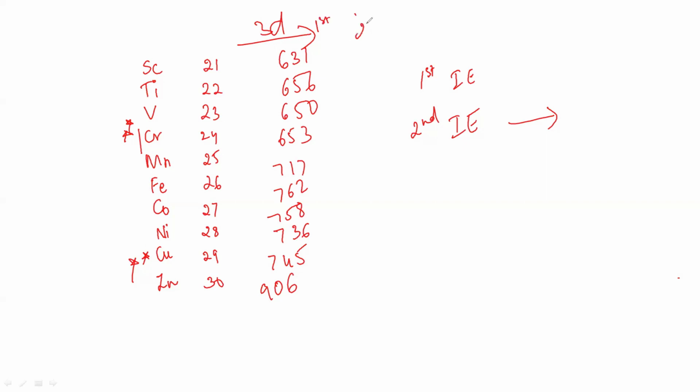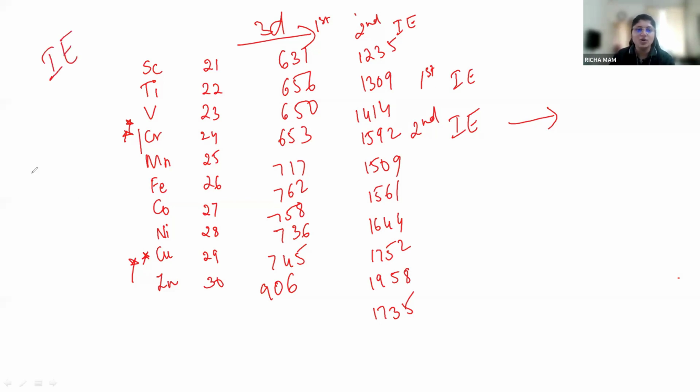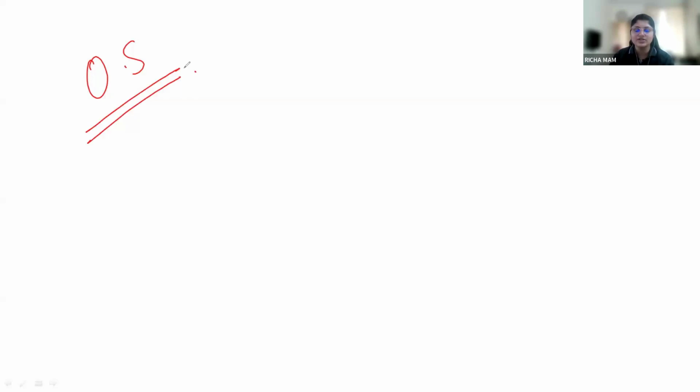So this is the first ionization enthalpy. I'll give you the second ionization enthalpy values: 1235, 1309, 1414, 1592, 1509, 1561, 1644, 1752, 1958, 1735. What you can see is that compared to the first ionization enthalpy, the second ionization enthalpy values are more. So this is about ionization enthalpy. Next is oxidation state.